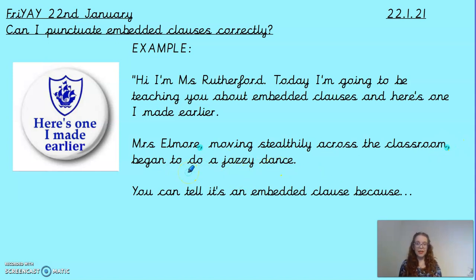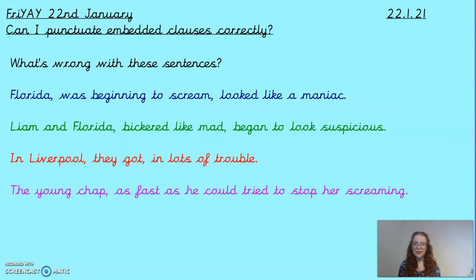Now I can double check that it is in fact an embedded clause and that it still makes sense. I say, oh, Mrs. Elmore began to do a jazzy dance. Yes, she did. But before she did that, she moved stealthily across the classroom. So to recap, it's embedded because it's in the middle of our sentence and it's got our comma bread on either side. All right, let's go on to the next page.